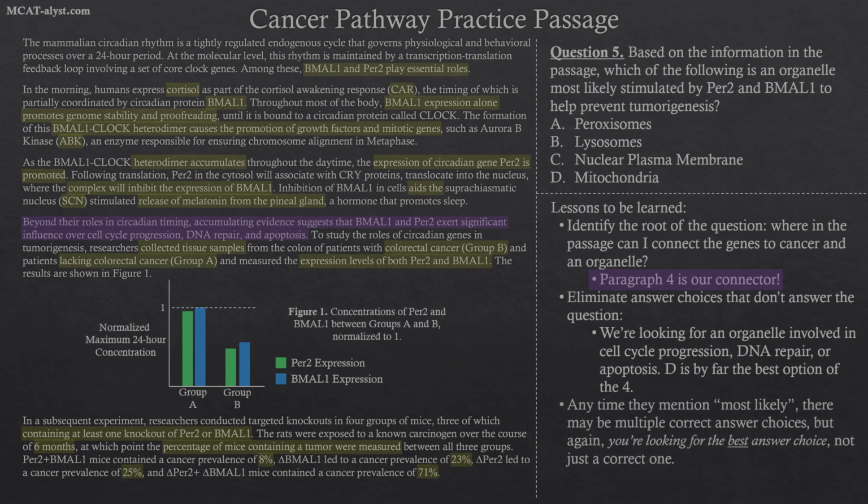So again, that's why it's important to note that term or phrase, most likely. There could be multiple correct answer choices, but you're not just looking for a correct answer choice, you're looking for the best one. Even though C is like 95% of the way there. We do know that PER2 does have some sort of responsibility with the nuclear plasma membrane because of the translocation. They specifically outlined how BMAL1 and PER2 affect apoptosis, not necessarily how they actually affect it, but that they do in some way. And the mitochondria is directly responsible for apoptosis.